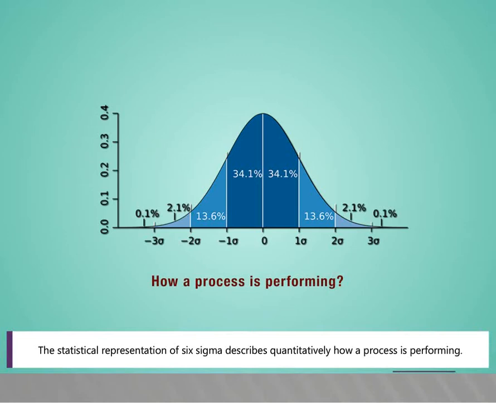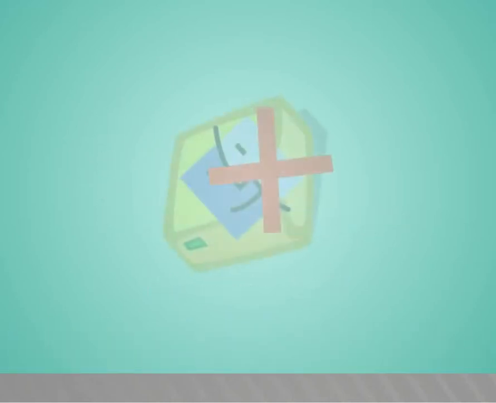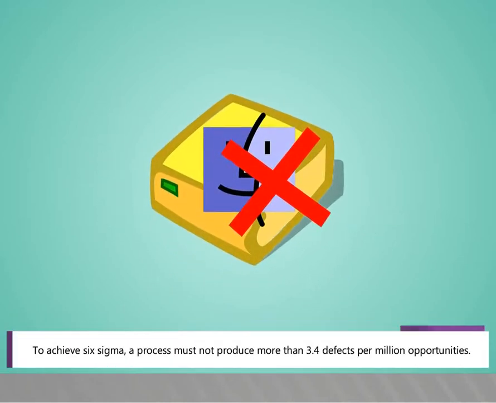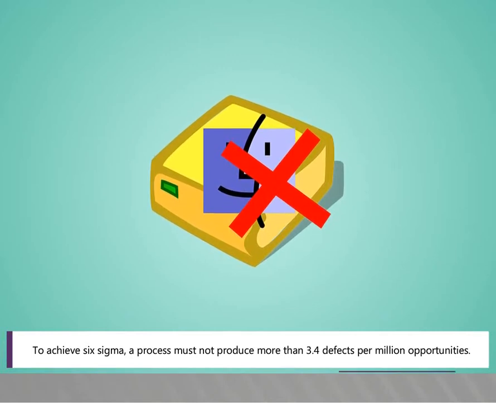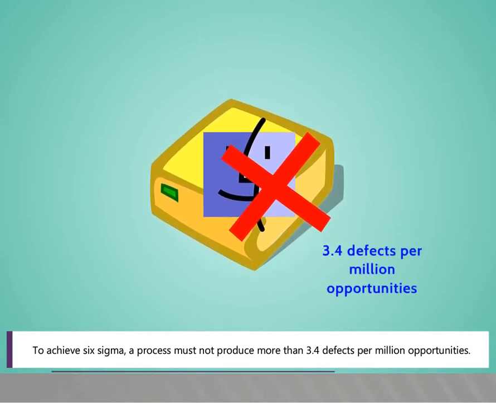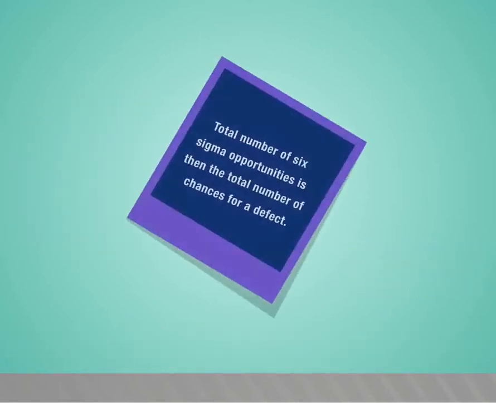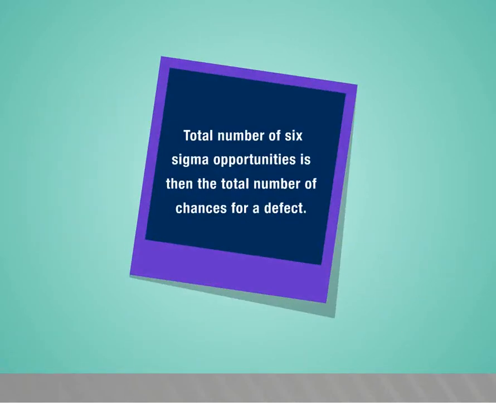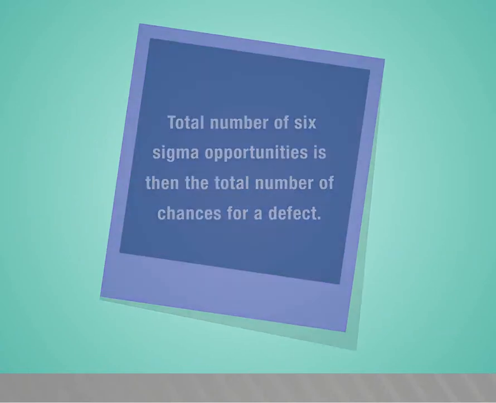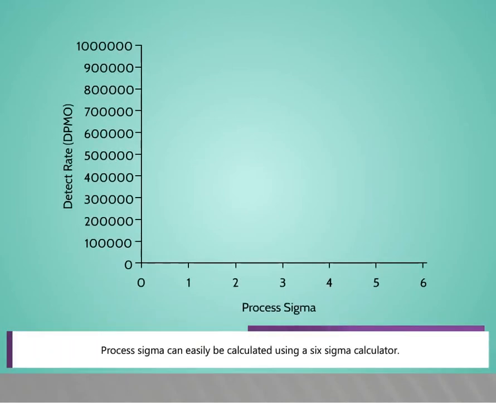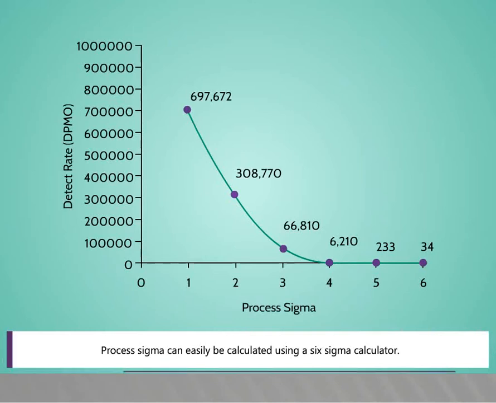The statistical representation of Six Sigma describes quantitatively how a process is performing. To achieve Six Sigma, a process must not produce more than 3.4 defects per million opportunities. Total number of Six Sigma opportunities is then the total number of chances for a defect. Process sigma can easily be calculated using a Six Sigma calculator.